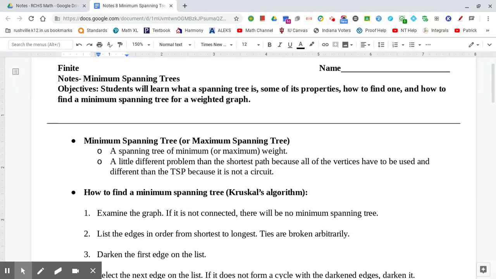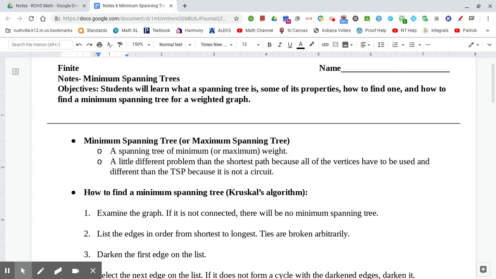Welcome back, students. Last class we talked about trees and spanning trees. Today we're going to talk about minimum spanning trees or maximum spanning trees. So a minimum spanning tree is just going to be a spanning tree, but it is going to have the smallest weight possible. And a maximum spanning tree is going to be a spanning tree, but it would have the maximum weight possible.